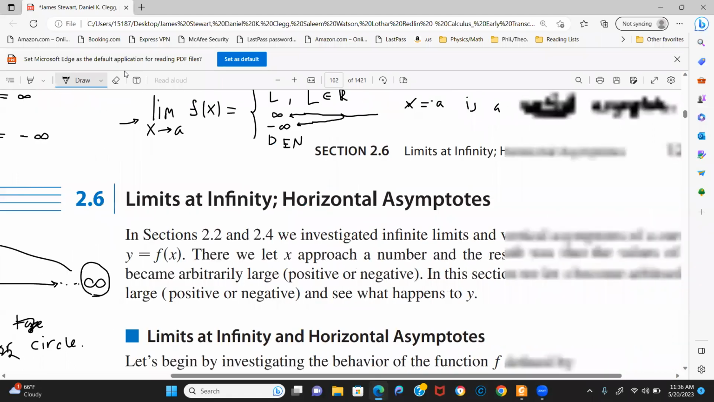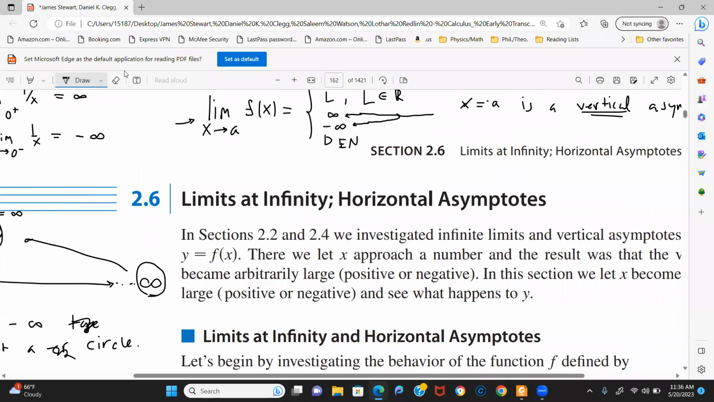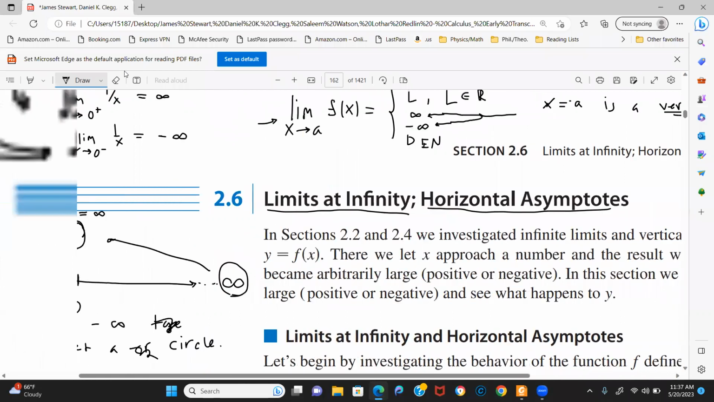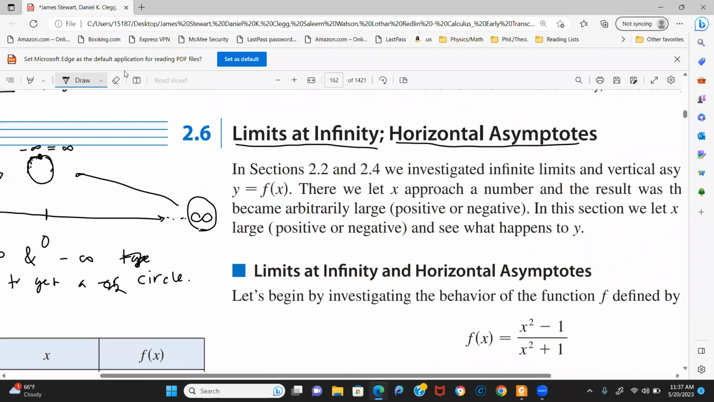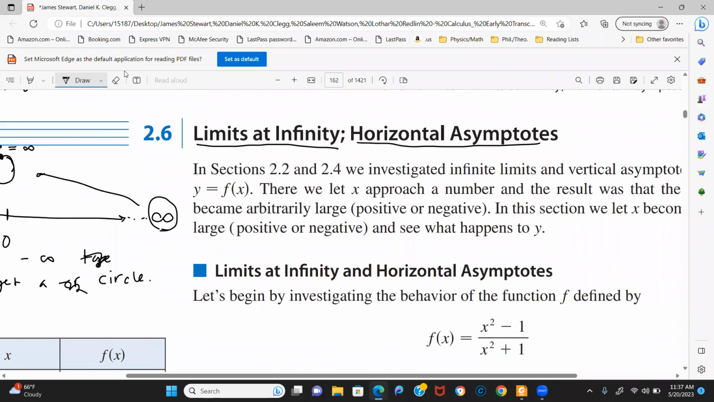It's kind of weird. But in other words, what I'm trying to say is that before we look at horizontal asymptotes, we need to talk about limits at infinity, and then we'll be able to easily define what an asymptote is. So the best way to figure out what an infinite limit should mean is to look at a concrete example. So let's consider this function right here.